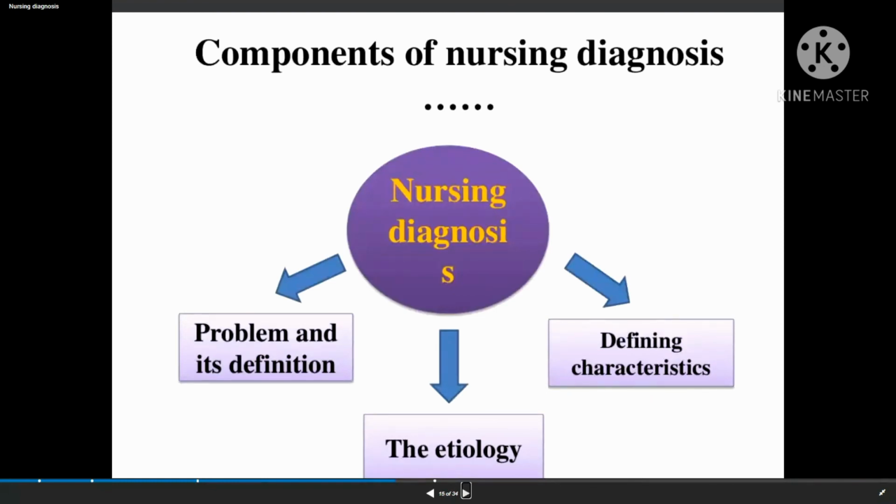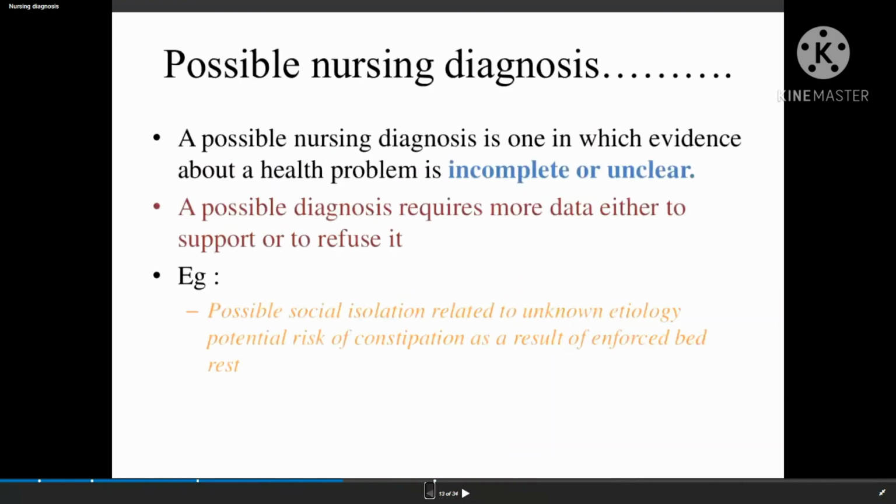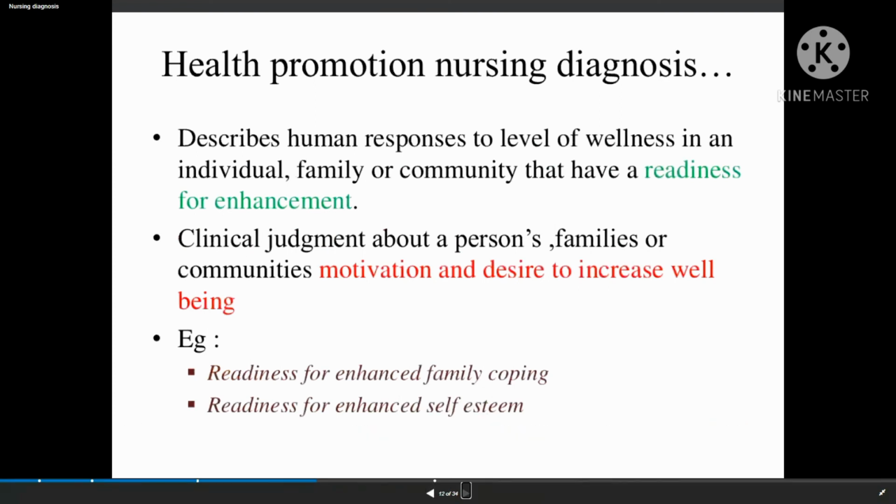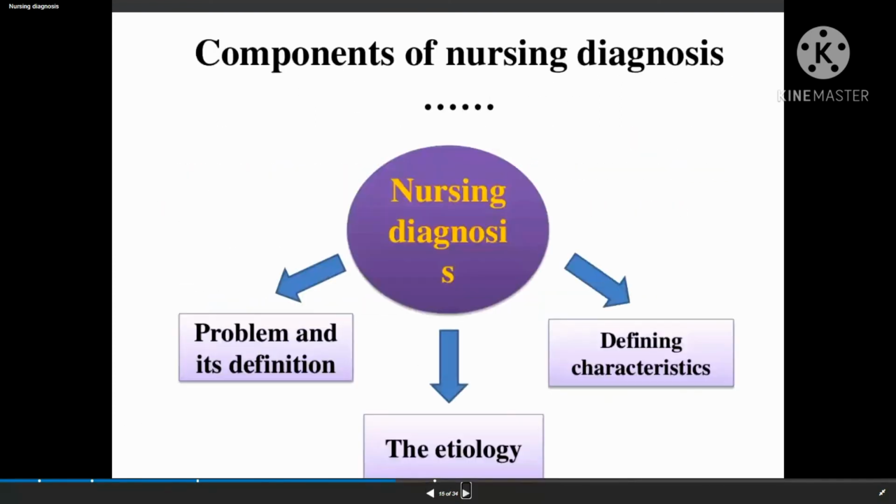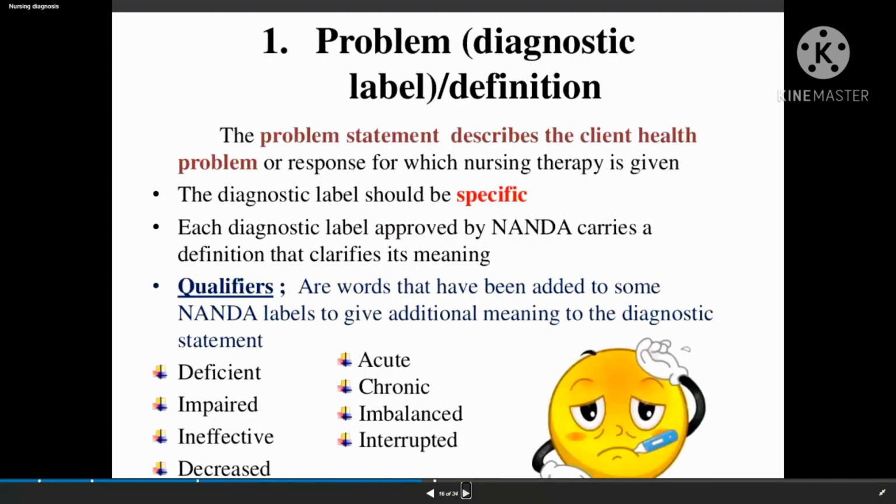So that's about the types of nursing diagnosis. We learned about the actual nursing diagnosis, risk, health promotion, possible nursing diagnosis, as well as the syndrome nursing diagnosis. Next is the components of nursing diagnosis. You have the problem and its definition, the etiology, then defining characteristics.